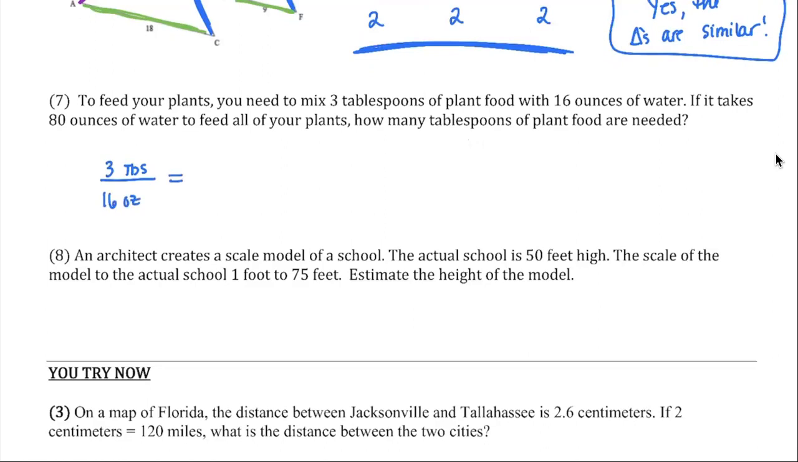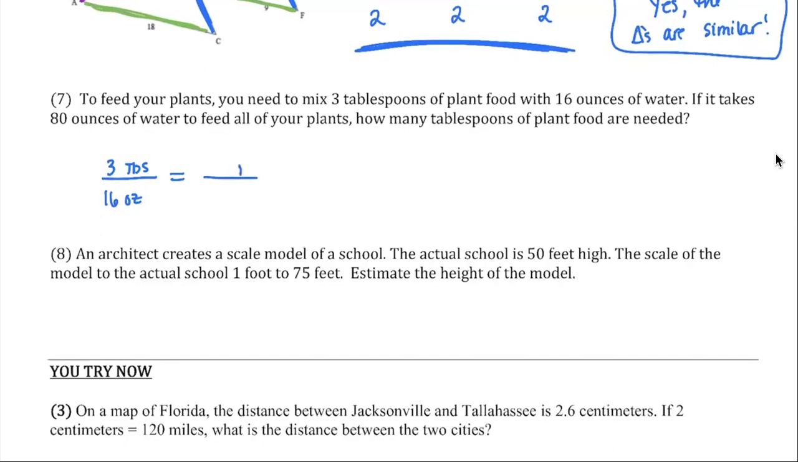Now, that in itself is great. I know that for every 16 ounces of water, it needs 3 tablespoons. But if you read the rest of the sentence here, it says, if it takes 80 ounces of water to feed all your plants, how many tablespoons of plant food are needed? So that side of our equation sets up our right side. If you're going to choose to do tablespoons over ounces, that means the other side of the equation has to actually match.